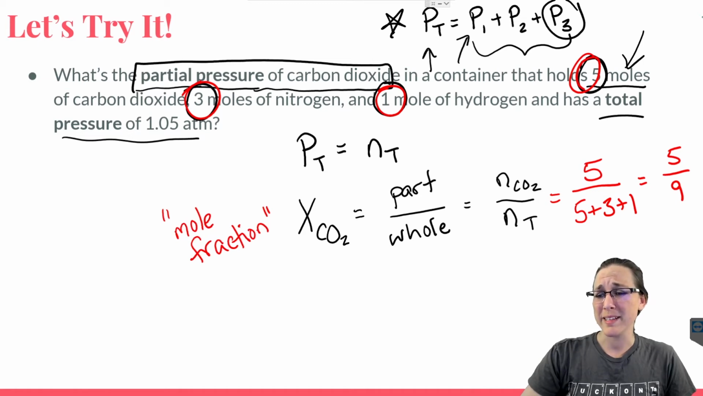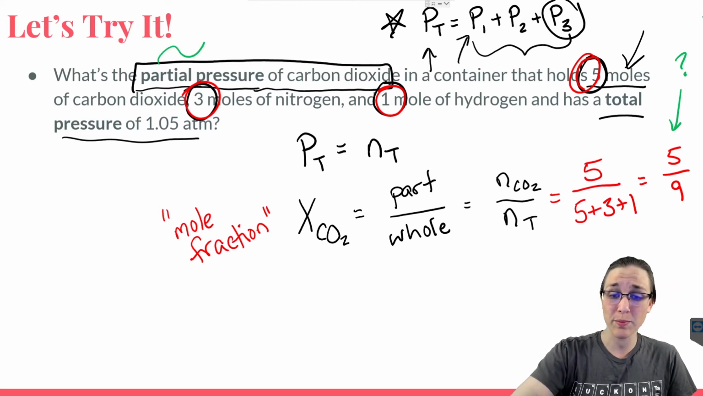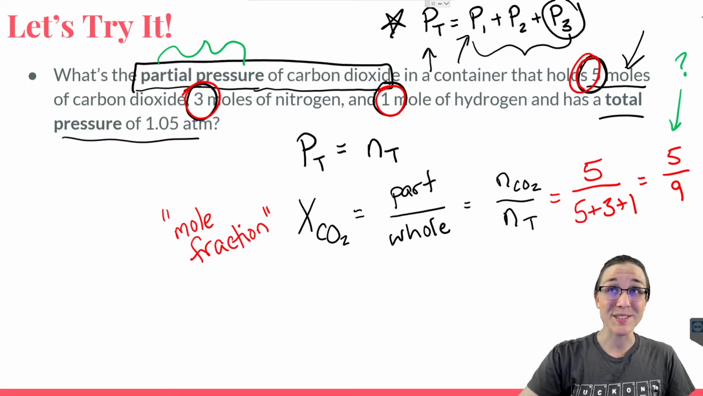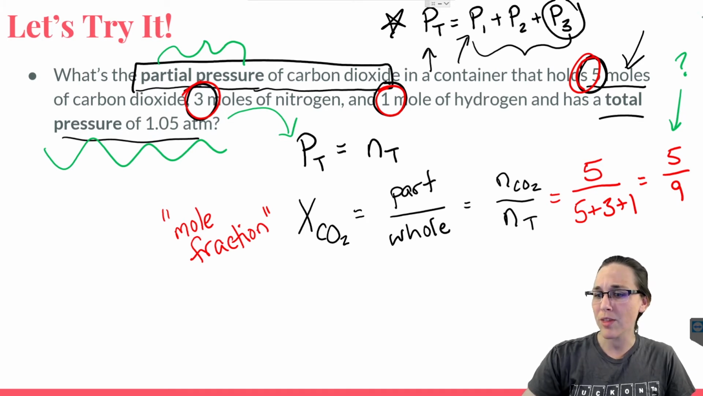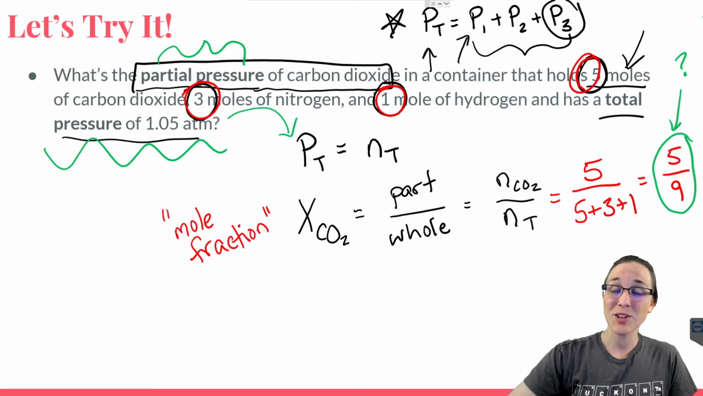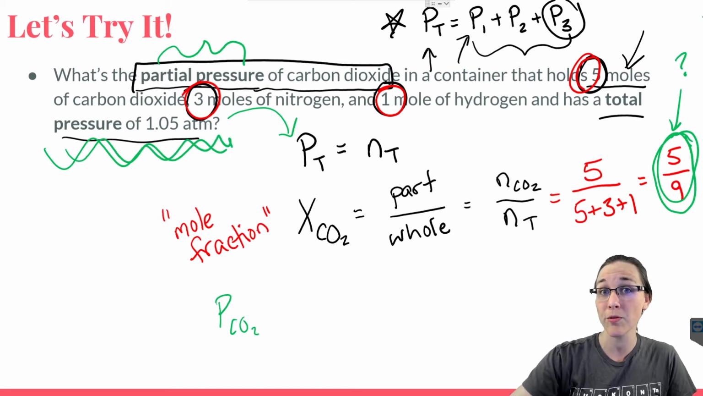Okay, that's great and all, you might be saying, but 5/9 of what? What is the whole that we're looking at here? Remember, we're trying to find a partial pressure, and if we want to find a percent of something, we need the whole. Well, don't we have the whole pressure? We sure do. We have the total pressure, the 1.05 atms, and we know that we want the part of it. Are you catching my drift here yet? So we should know then that the partial pressure of CO2 would be like saying, hey, what's 5/9 of the overall pressure, 1.05 atms.